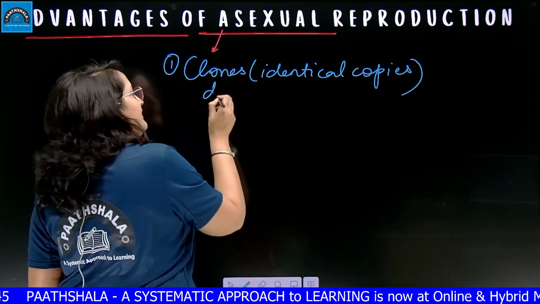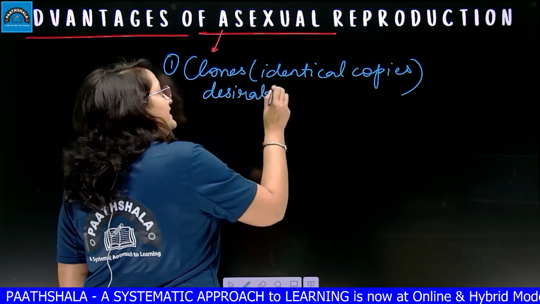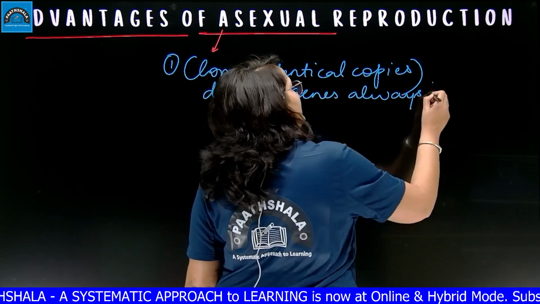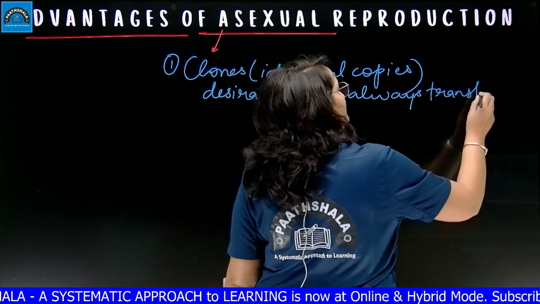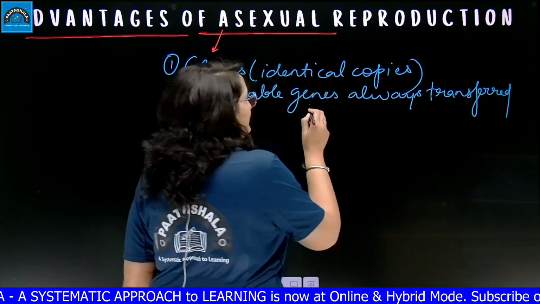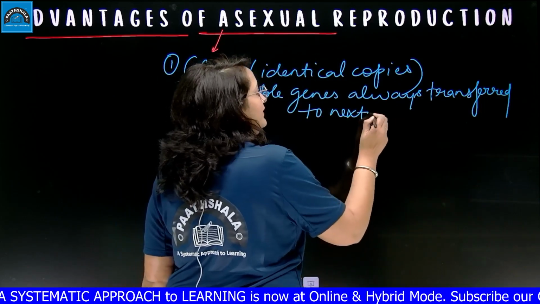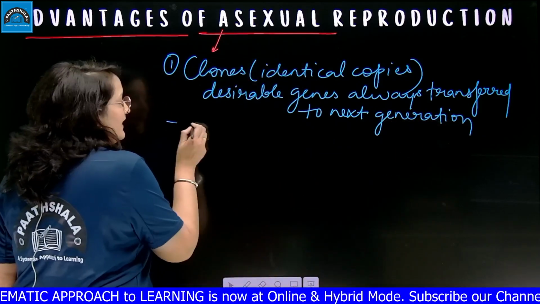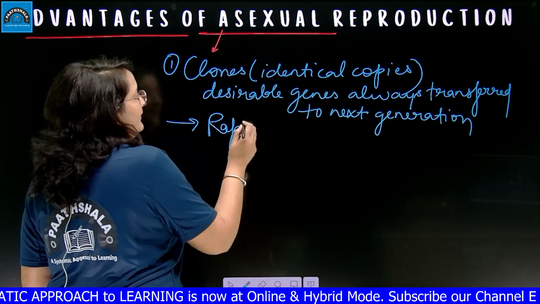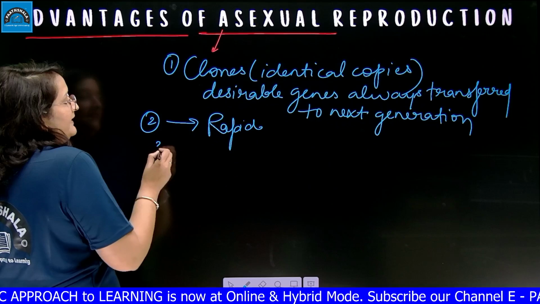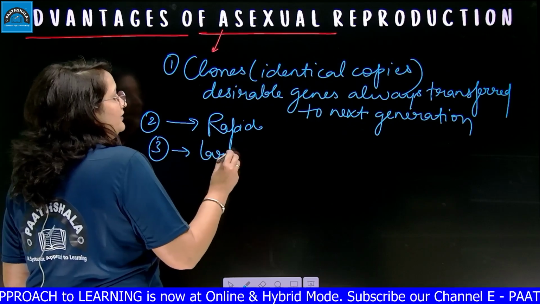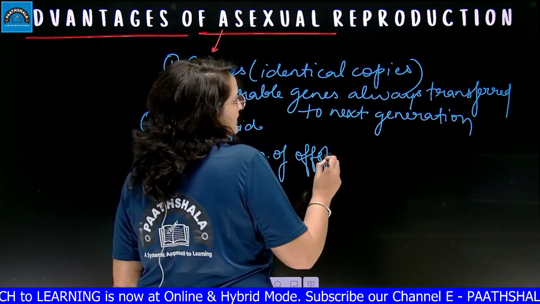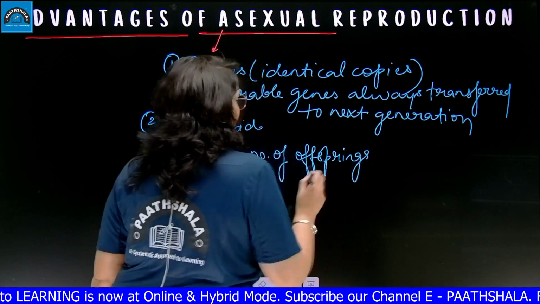The desirable genes always transfer to the next generation. All the good characters will be transferred to the next generation. This method is very rapid. Then a large number of offspring are produced by the asexual mode of reproduction, right?